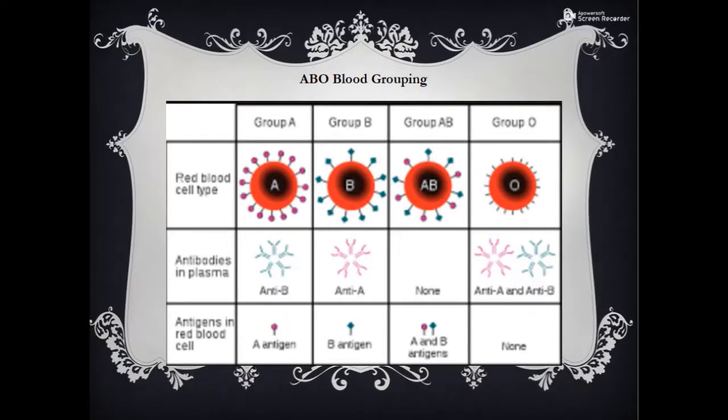Welcome back students. We are going to talk about various other examples of multiple alleles. And today the example we are discussing in this session is the ABO blood grouping. In the case of humans, Landsteiner discovered the ABO blood grouping, and we have different types of blood groups: group A, group B, group AB, as well as group O.